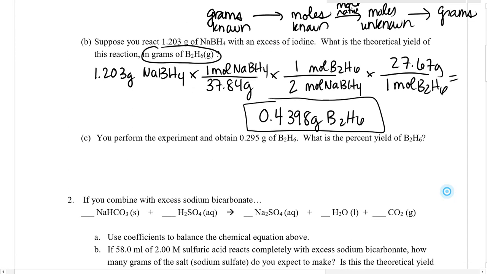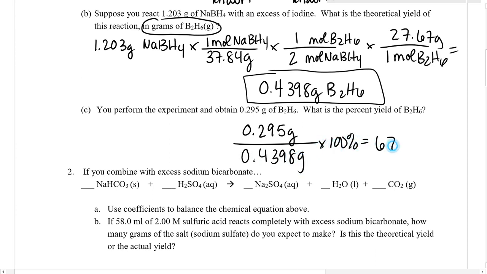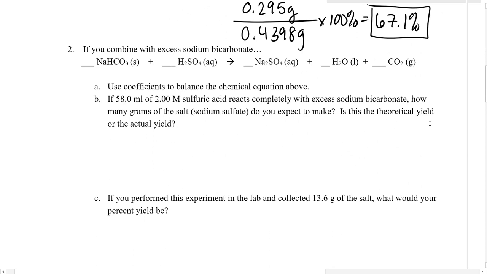And then reality is never perfect, right? So I actually go through and carry out this experiment in a lab and find that I collect 0.295 grams of B2H6. So the percent yield is what I actually got divided by what I expected to get. And I multiply that by 100 to turn it into a percentage. So I end up with 67.1% yield. And notice this problem up here has the first part, B, has 4 sig figs. The second part has 3 sig figs because I'm limited by my actual yield, which only has 3 sig figs in it. All right, so let's try another one.